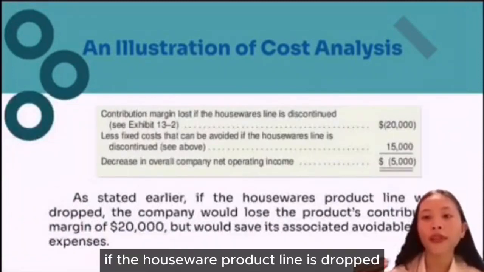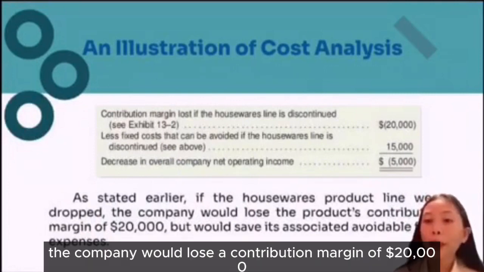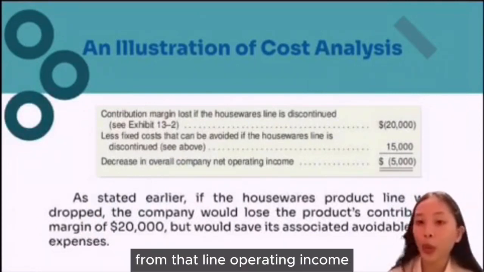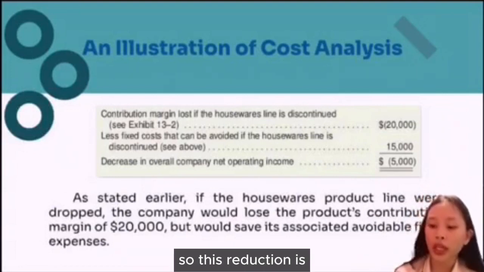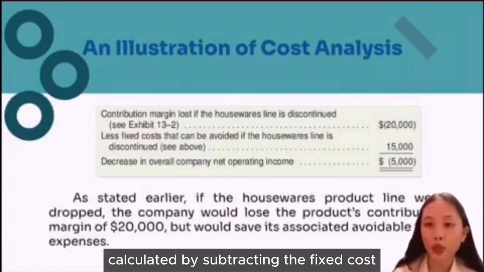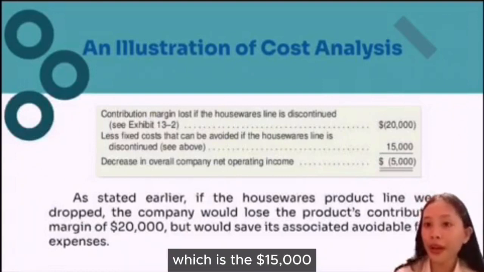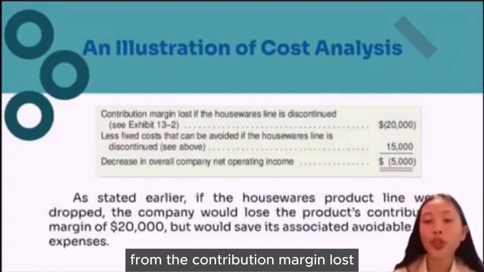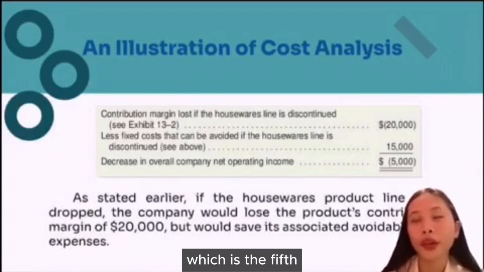So this means that if the housewares product line is dropped, the company would lose a contribution margin of $20,000 from that line's operating income. This reduction is calculated by subtracting the avoidable fixed cost, which is the $15,000, from the contribution margin lost, which is the $20,000.